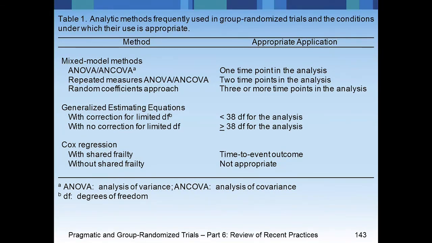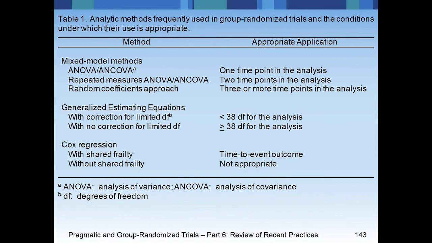As soon as you have 3 or more time points, you need to shift away from the mixed model ANOVA and ANCOVA approaches and use random coefficients models. You can also use generalized estimating equations. If you have fewer than 38 degrees of freedom for the analysis of the intervention effect, you need to correct for limited degrees of freedom. If you have more than 38 degrees of freedom, you don't have to use a correction.